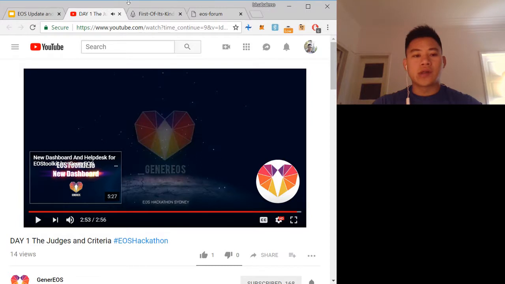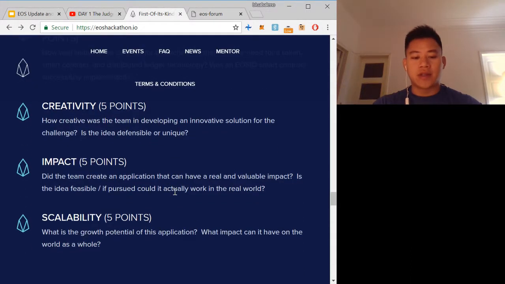So the last two criteria, impact and scalability. Again, this is very, very heavily tied into the challenge. So impact is the impact your solution could have on the challenge. And scalability is how scalable the solution is. I know I'm talking about very vague ideas, but you'll see when we get into the past winners.